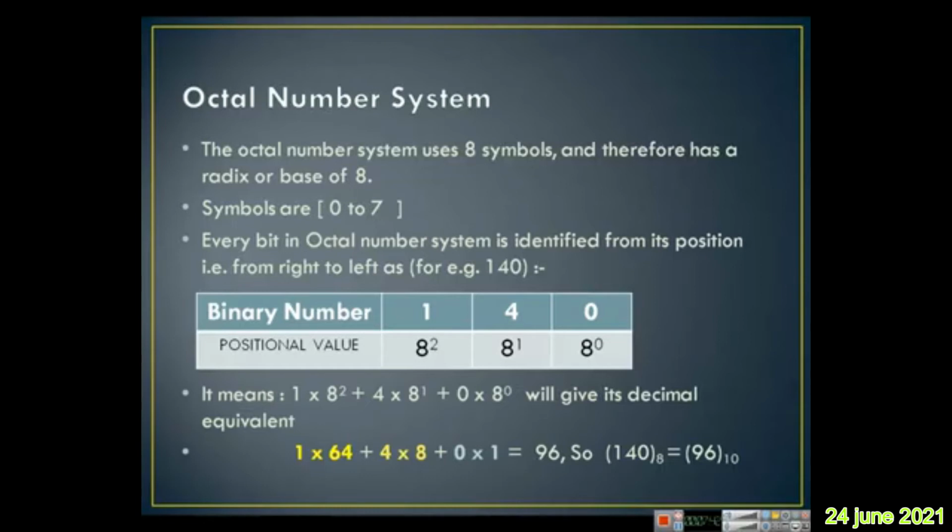Exactly the same. Suppose a number is given as 140. I cannot read it as one hundred forty, because its decimal value is something different, since this is written in octal. So 8 raised to 0, 8 raised to 1, 8 raised to 2. 1 into 8 squared plus 4 into 8 raised to 1 plus 0 into 8 raised to 0 will give its decimal equivalent. 64 into 1, 8 into 4, 1 into 0. 64 plus 32 will give you 96. That's how I can read 140 of octal as nothing but 96 of decimal.